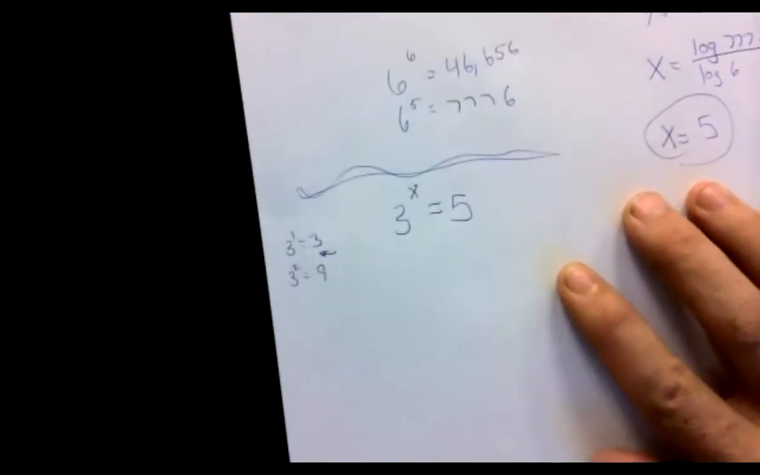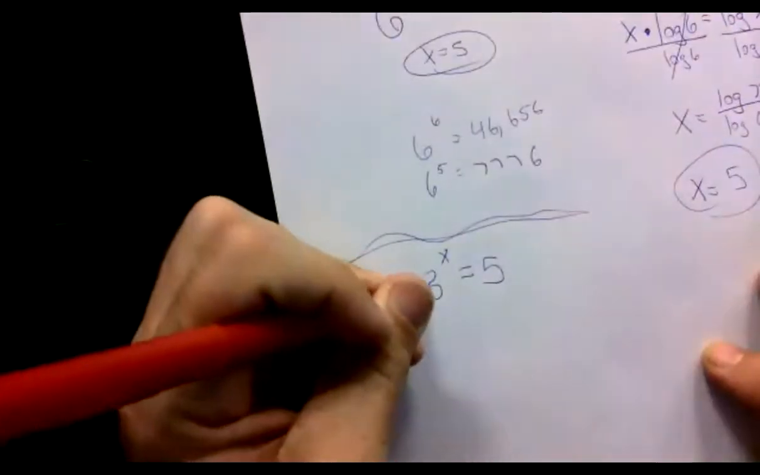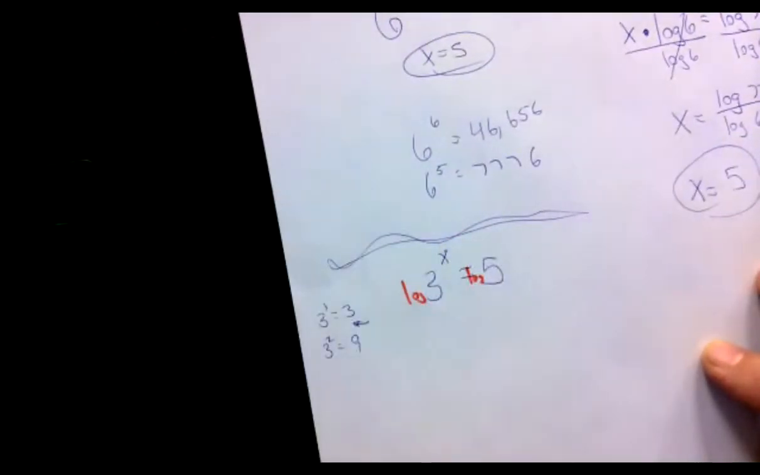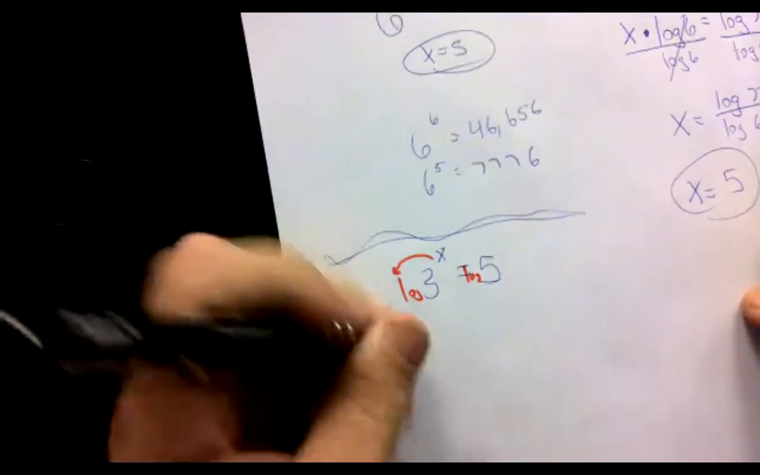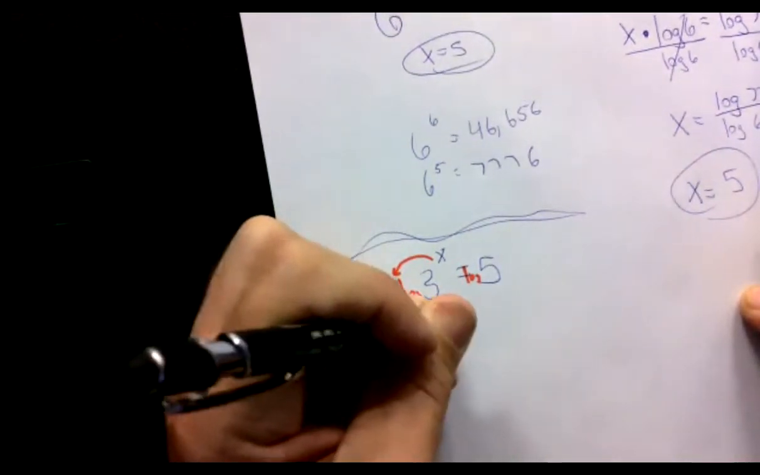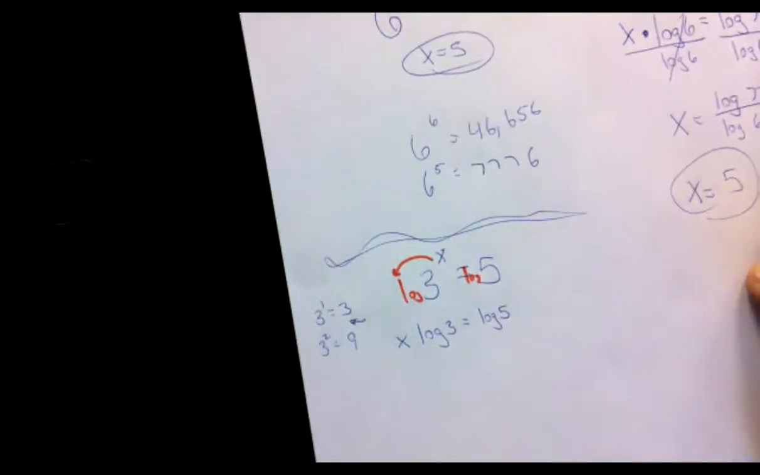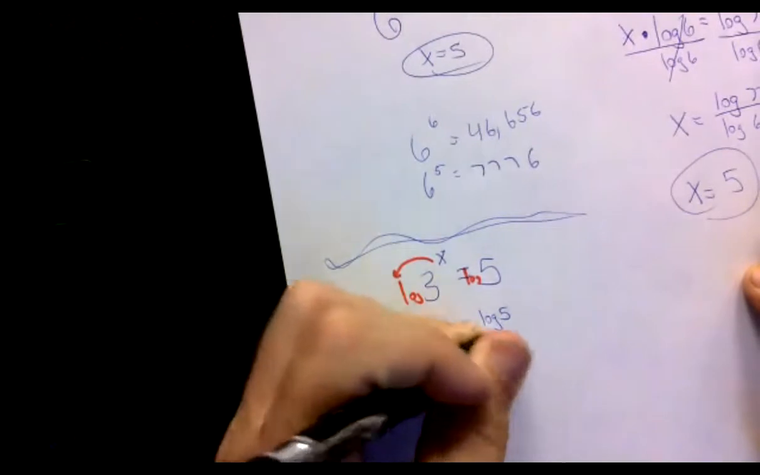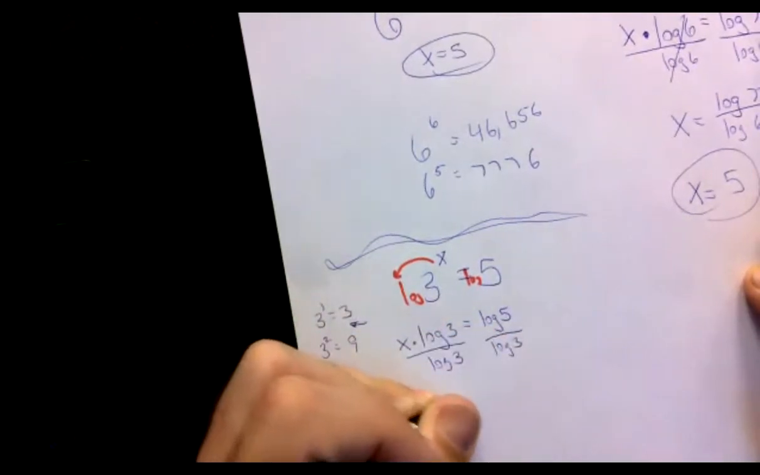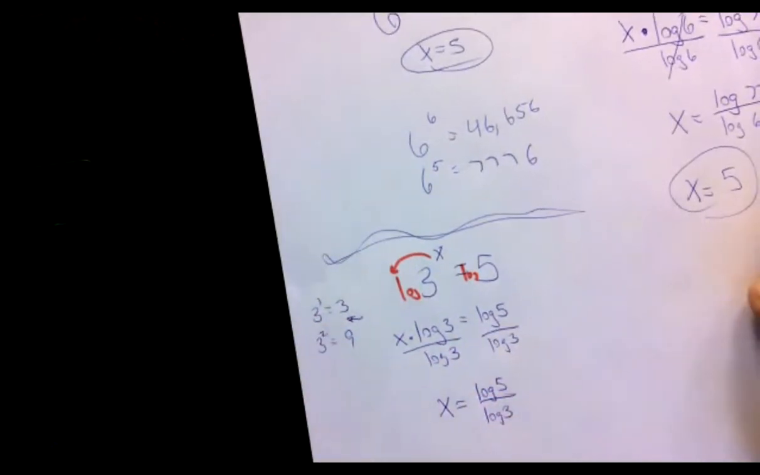So we'll round everything to 4 decimal places, but we'll follow the same steps. So we're going to log both sides, which lets me bring my exponents to the front. So I'll get x log 3 equals log 5. And again, to get x by itself, we're just going to divide. So x is going to equal the log of 5 divided by the log of 3.